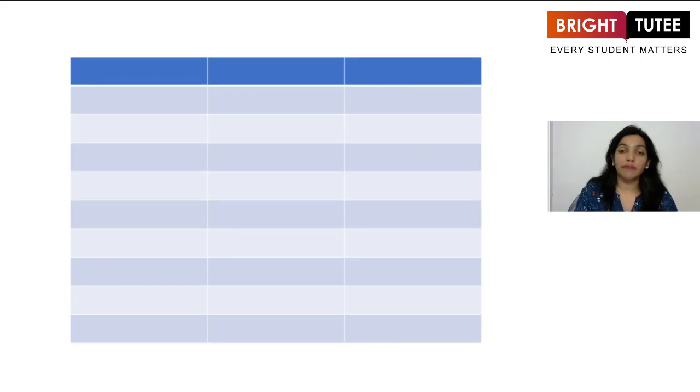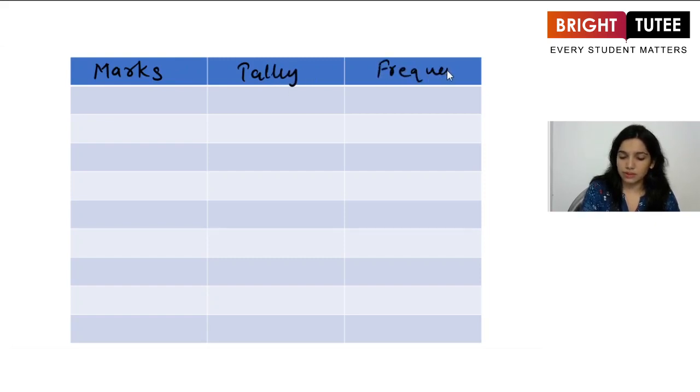Here I have now increased the number of columns in this table, because we were required to write more numbers and the table earlier was a little smaller. So let us write it here. Here we write marks, here the tally part, and here the frequency, right? So here let's write all the numbers 1, 2, 3, 4, 5, 6, 7, 8 and 9.